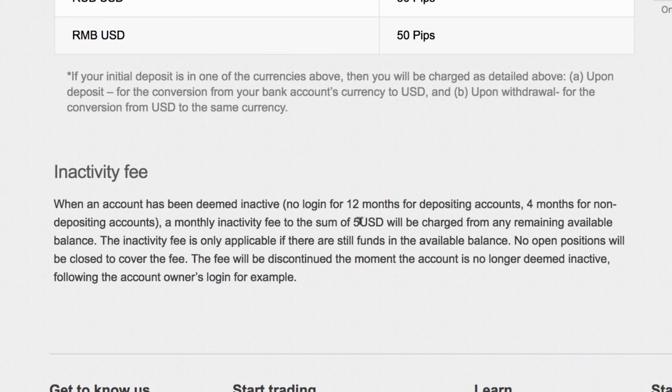Basically, if we don't log into Etoro at all for 12 months, they're going to start charging us $5 US per month. So log in, you know, because after 12 months they'll start charging you that $5 just to maintain the account or something. But I've never heard of anyone actually having to do that.